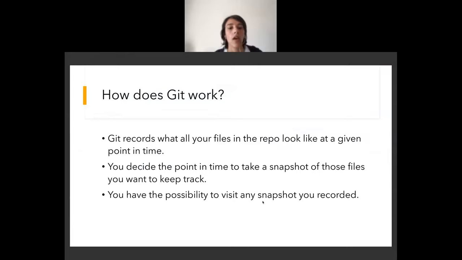Okay, so let's start to understand a bit more about Git. The basic idea is that Git records what all your files in the repo look like at a given point in time. And of course, you can designate the point in time at which you want to record the status of the files. So let's call this taking a snapshot of how the files look at that point in time. And you have the possibility to visit, at any time you want, the snapshot you recorded.